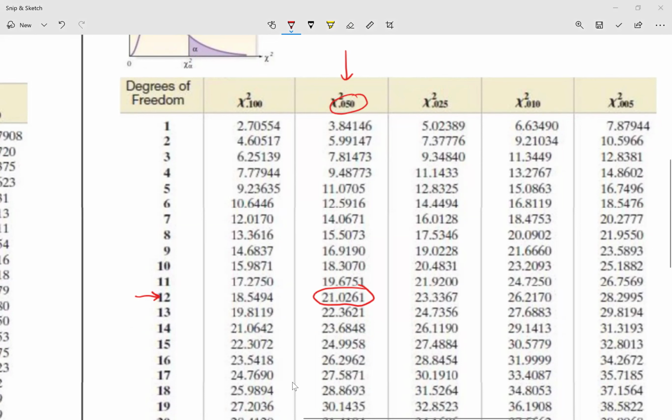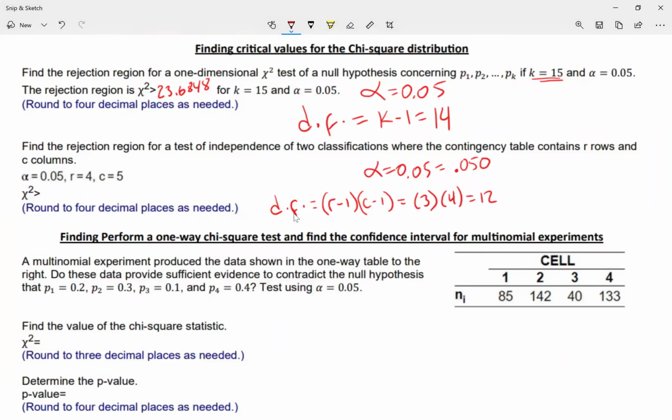Okay, let me come back to our notes here. Chi-squared is greater than 21.0261.